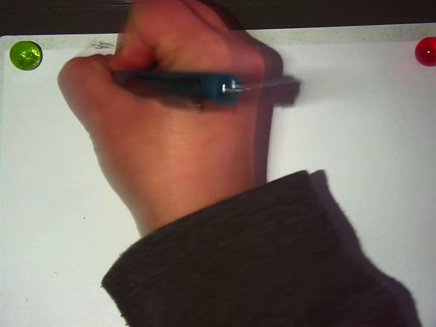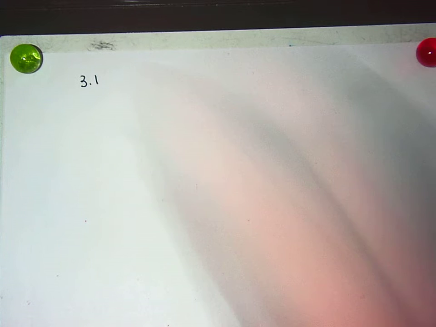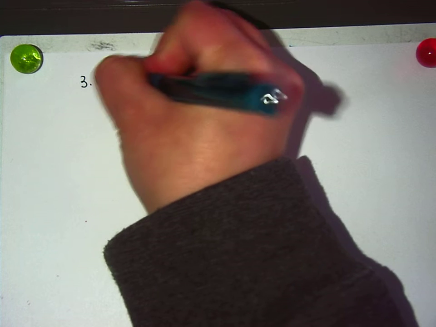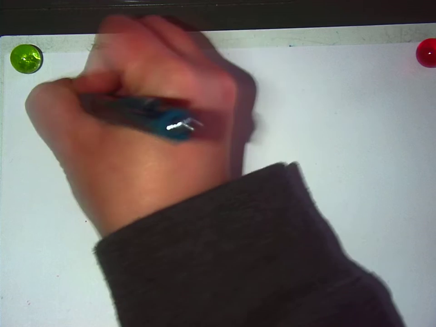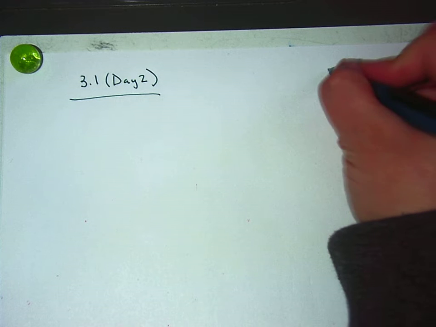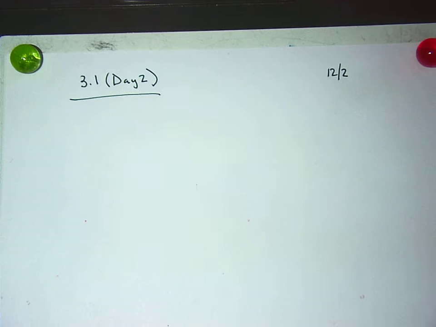Okay, this is 3.1. We're still doing 3.1. What did I write on the other ones? 3.1 day 1? So we'll say this day 2. And today is 12/2, December's. Yes. That would be important. Better?